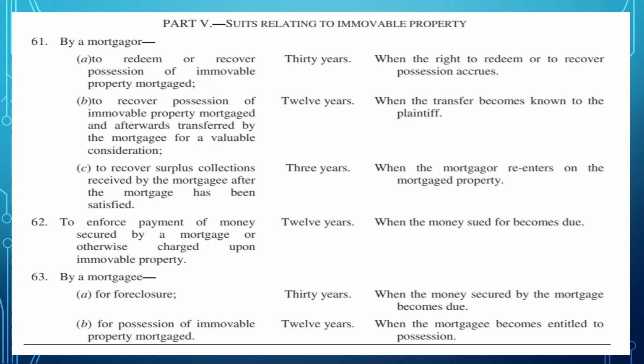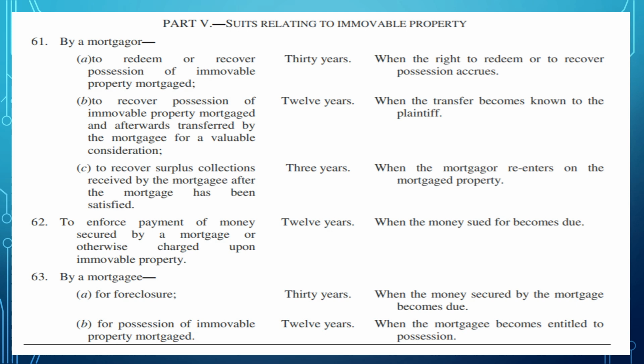And when you have to recover the possession, if the mortgagee has sold your property to somebody else for valuable consideration, then it must be done within 12 years from when you came to know about the transfer. Next, imagine the mortgagee has taken surplus money from you. You need to recover that surplus money, for which you need to file a suit. That you need to file within 3 years from when you re-enter the mortgaged property. That is, the 3 years start when you re-enter into the mortgaged property.